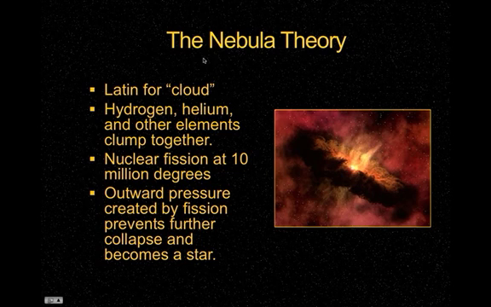The theory is the nebula theory, which is Latin for cloud. Basically, a bunch of hydrogen, helium, and other elements clump together in this giant mass. As they begin to clump together, they rub together with kinetic energy, which creates heat and immense pressure. And once these temperatures reach around 10 million degrees Fahrenheit, it becomes a process known as nuclear fission.